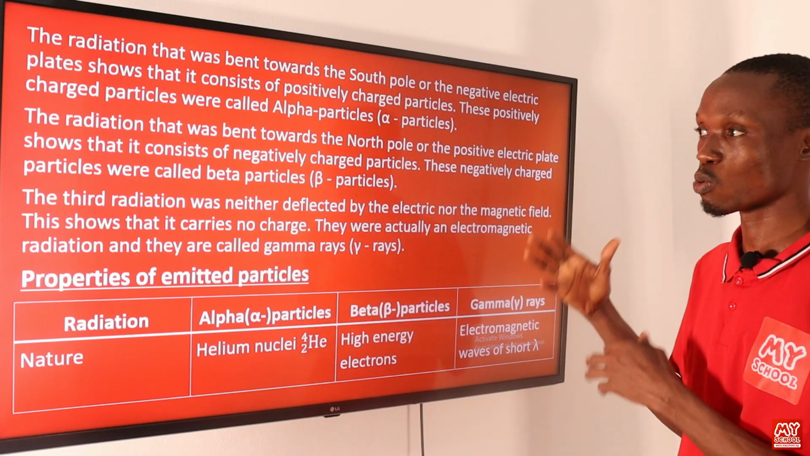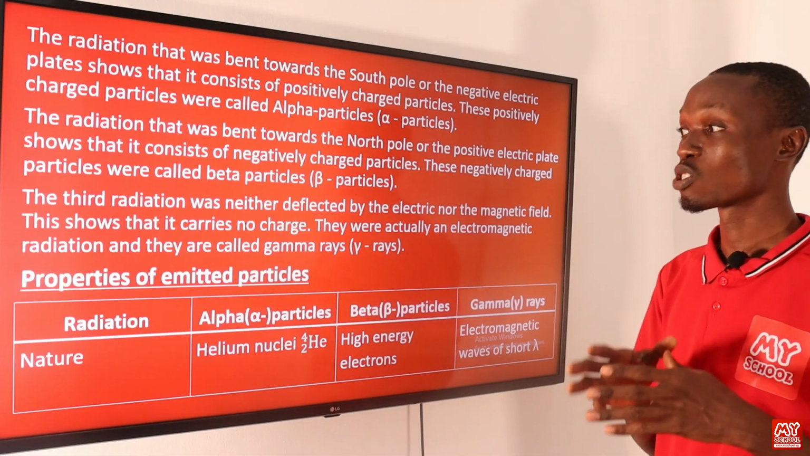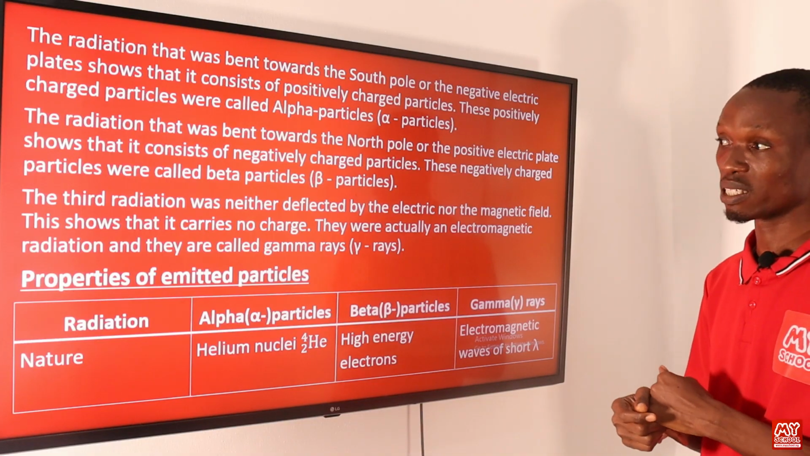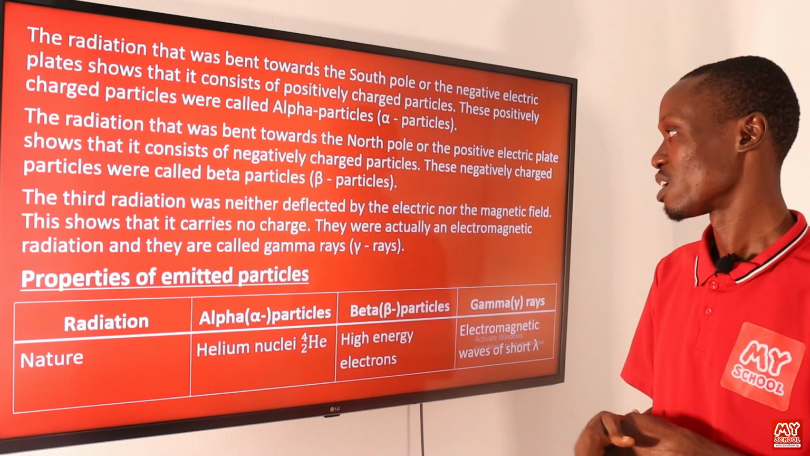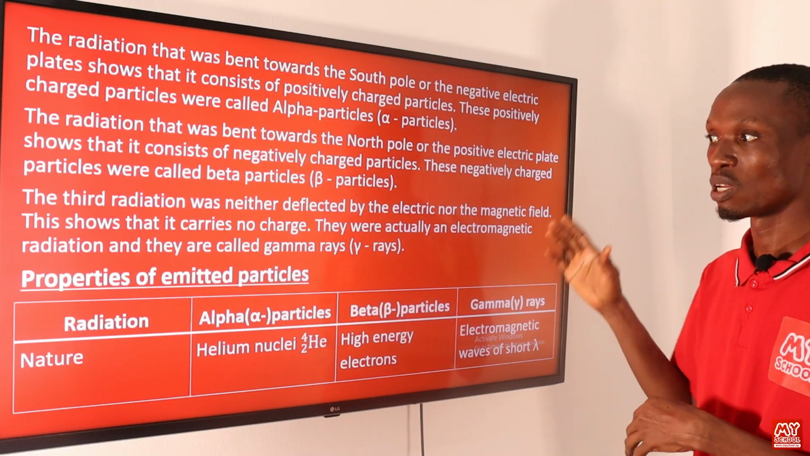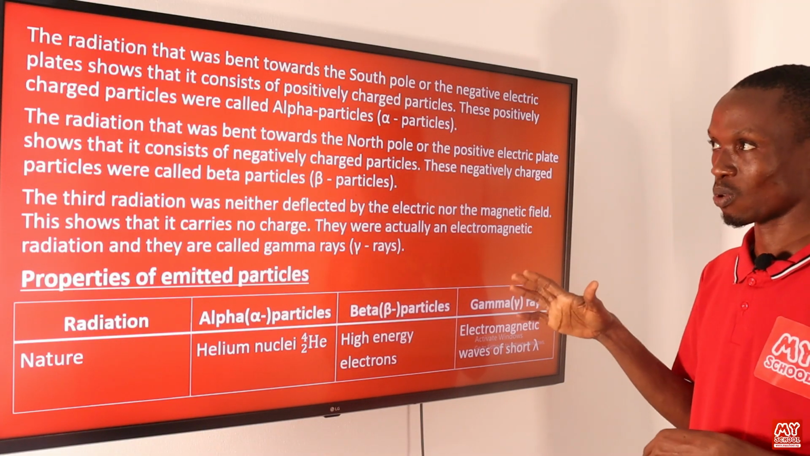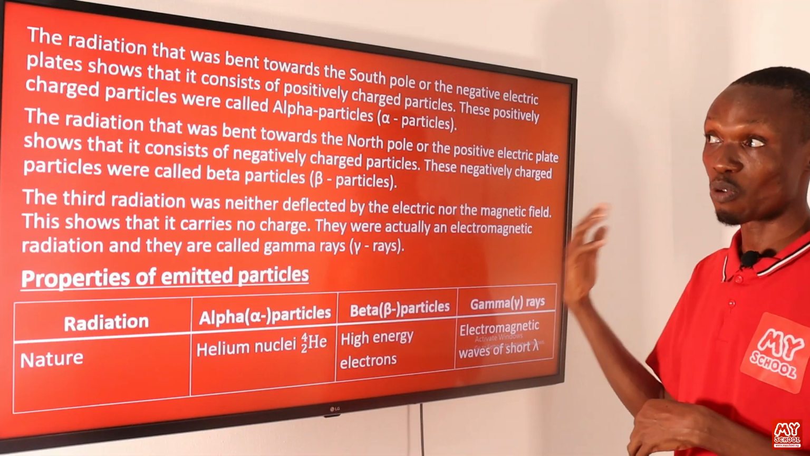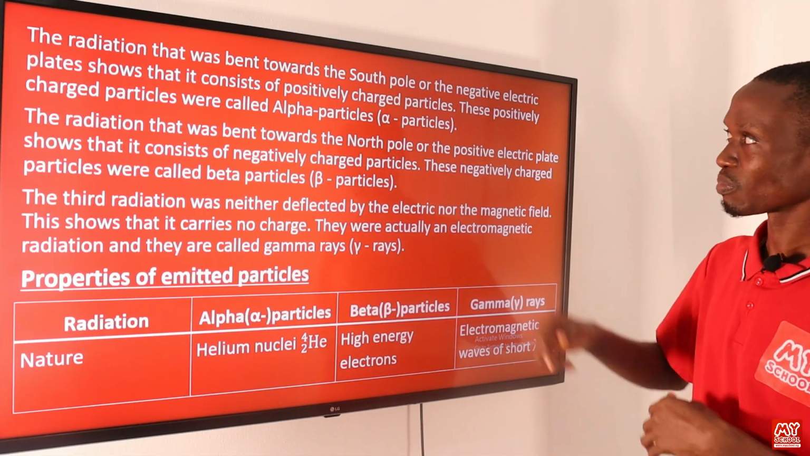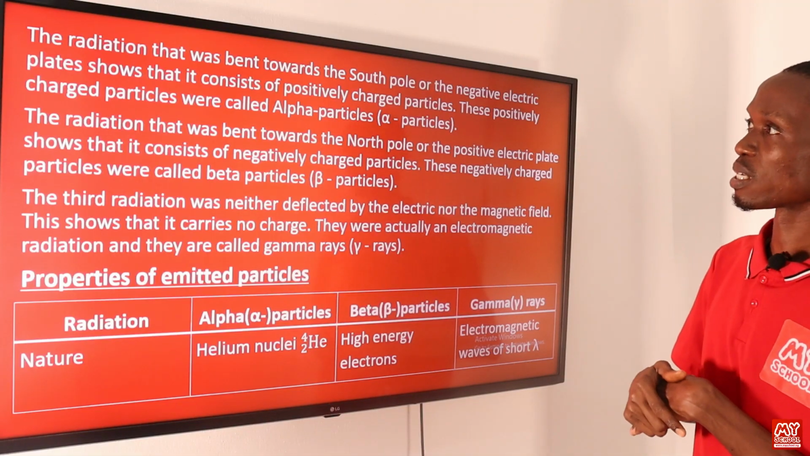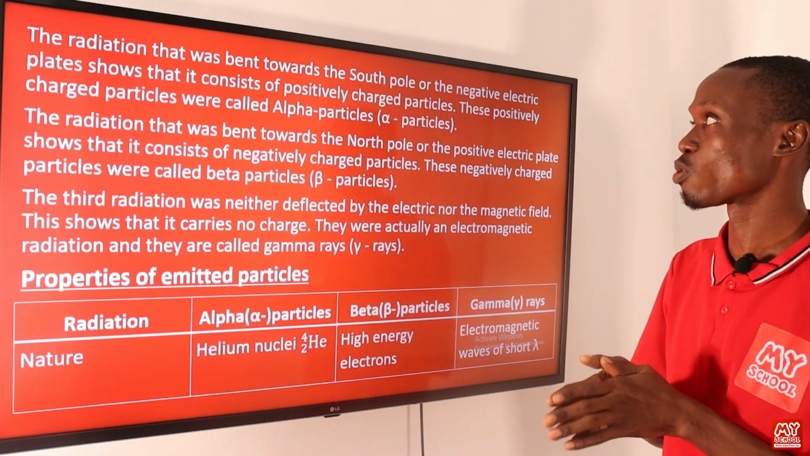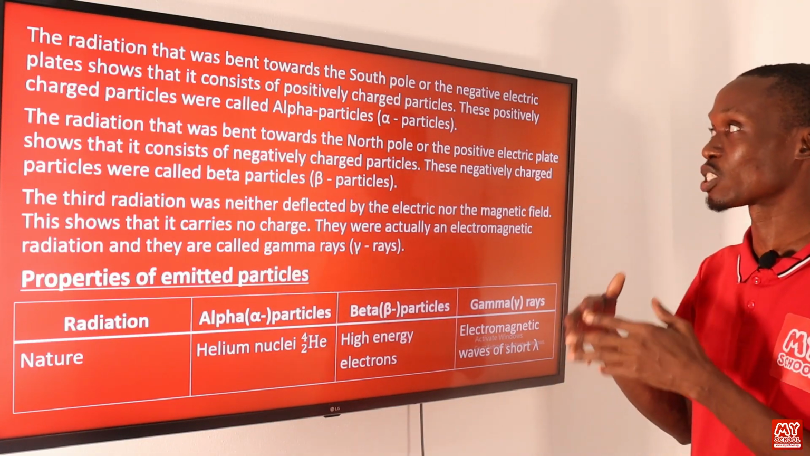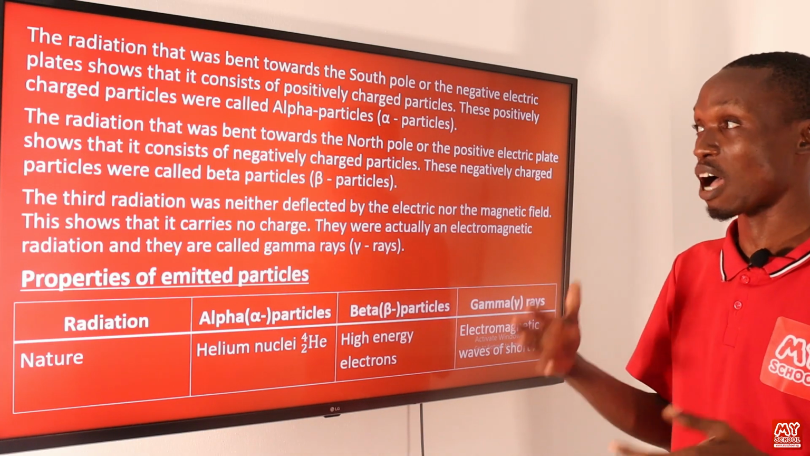The third radiation was neither deflected by the electric nor the magnetic field. This shows that it carries no charge. They were actually an electromagnetic radiation and they are called gamma rays. From here you can actually see that unlike charges attract and like charges repel. So the particle that was attracted or bent towards the south pole or the negative electric plate shows that it consists of positively charged particles, and those particles were called the alpha particles.